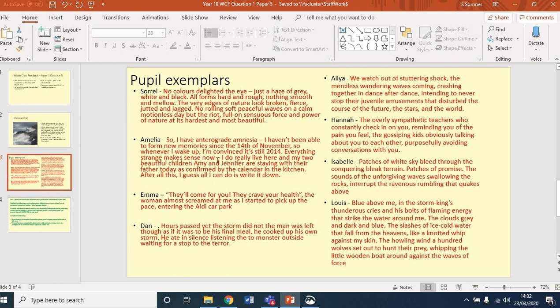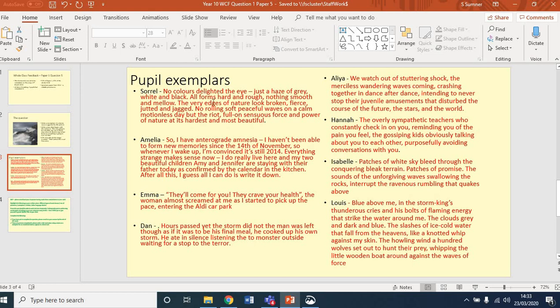And after this very long paragraph of detailed information, this very concise, powerful short sentence linking in with what the reader is engaging with. "After all this, I guess all I can do is write it down." Again, that's a terrific piece of writing, and because of the character's amnesia, you can question the reliability of everything they're doing, so that worked really well.